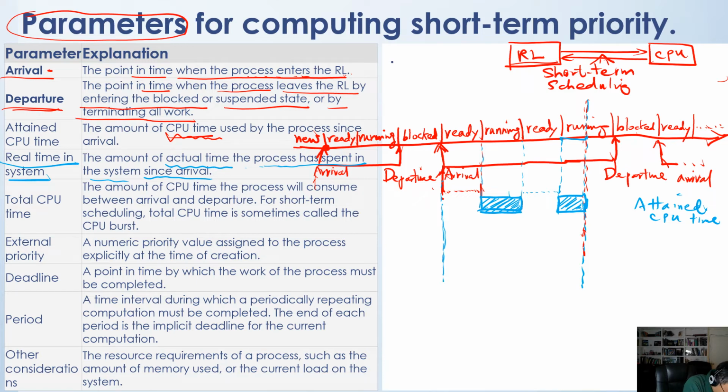So the real time in the system is the actual time the process has spent in the system since arrival. So that's this. It doesn't matter whether it's in the ready state or running state. It's the amount of actual time the process has spent in the system. It doesn't have to be in the CPU, but in the system. So that's the real time in the system.